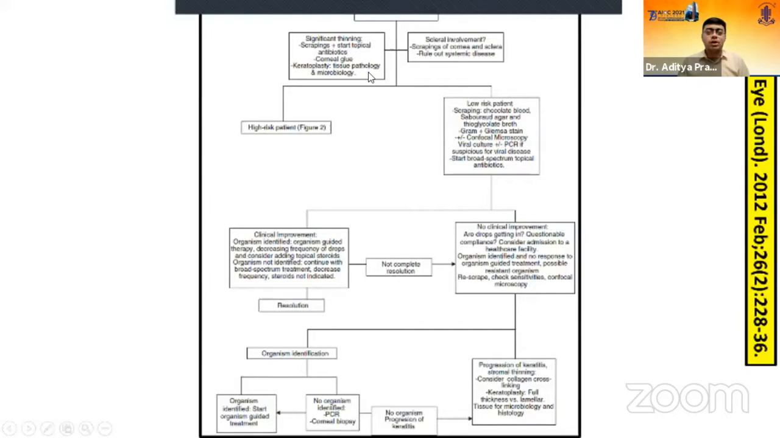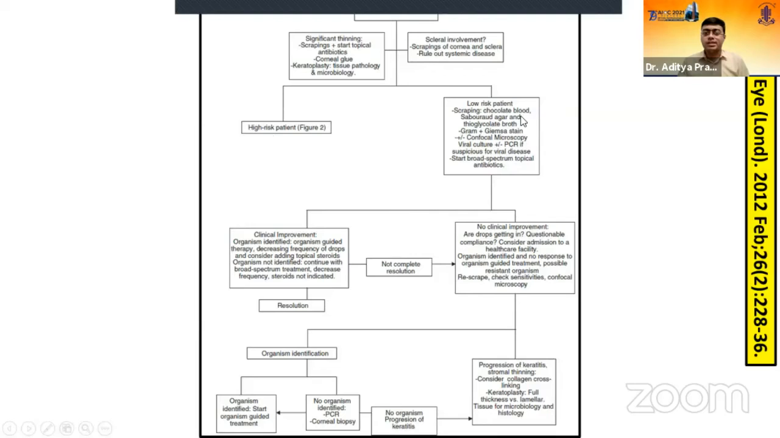You just see the cornea and the sclera. If the sclera is involved, do the scrapings of both and rule out any systemic disorder. If there is significant thinning at presentation, you have to do the scraping and start empirical therapy. You may end up using some form of tissue adhesive, or even, if more severe, you have to do keratoplasty. Again, you see whether it is high risk. High risk I will deal with in the next slide.